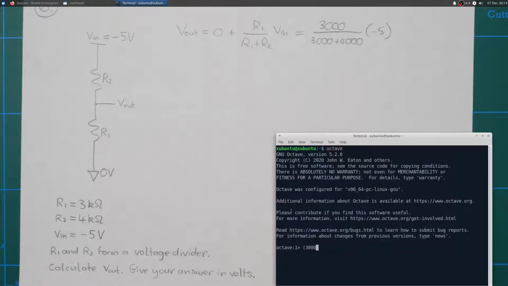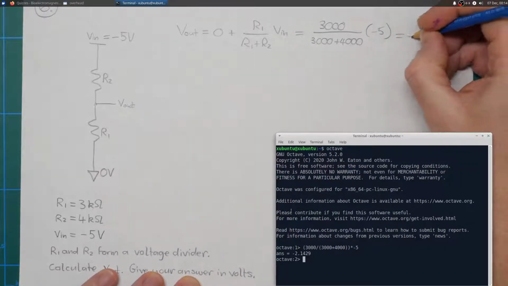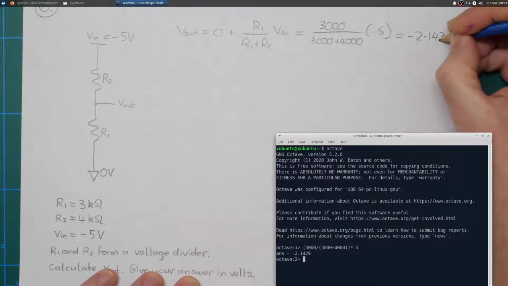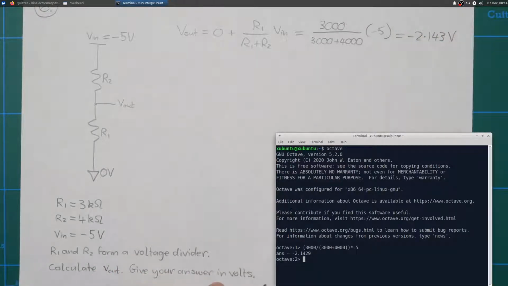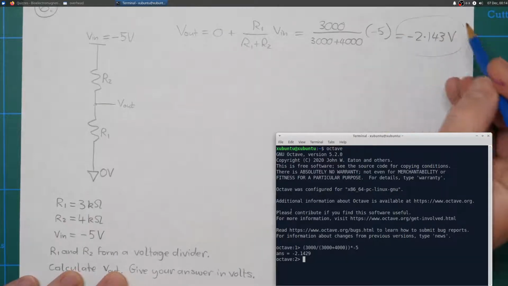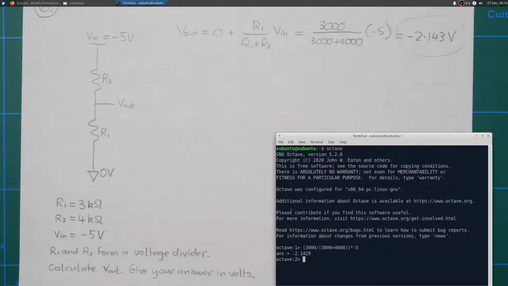Okay, so what have we got? 3,000 over 7,000 multiplied by minus 5. What do we get? Minus 2.143 volts. And that is our answer there. So that's V out, minus 2.143. I would ask that you type in all of your answers numerically with 3 decimal places. That way you should be well within the specified tolerance for each of the questions.